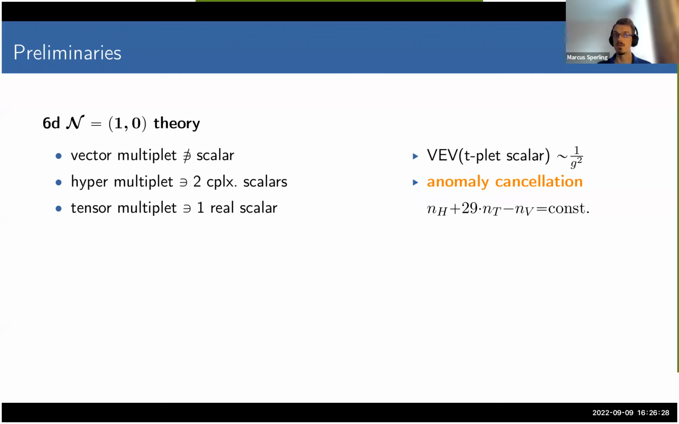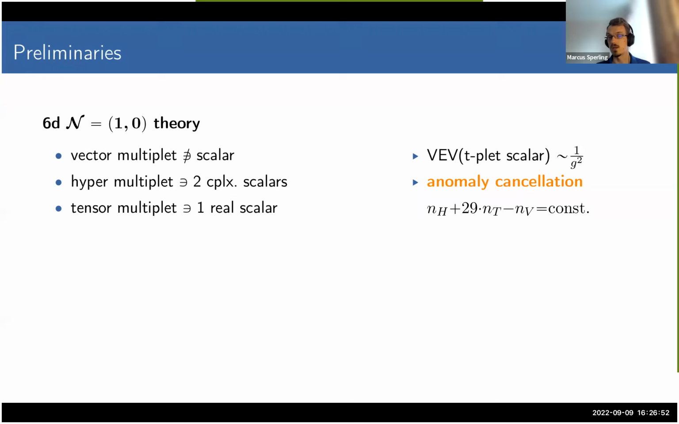So the tensor multiplet is rather new compared to the other dimensions. It contains a 2-form, which has a 3-form field strength, and it has one real scalar field. And this one scalar field is very important because the vacuum expectation value of this scalar field actually sets the inverse gauge coupling squared. That means the gauge coupling is really not a parameter, but it's actually a vacuum expectation value in 6 dimensions.